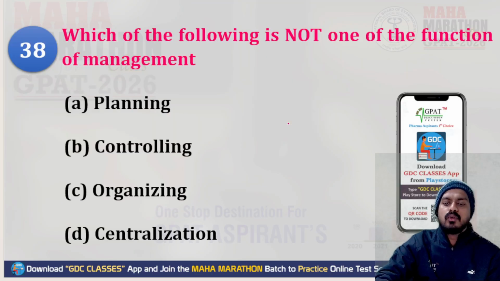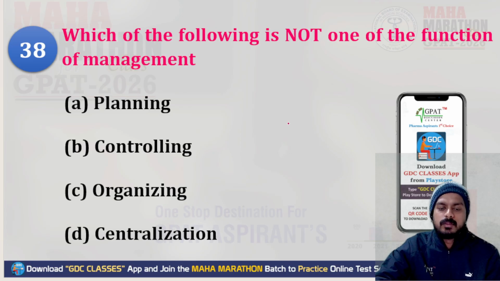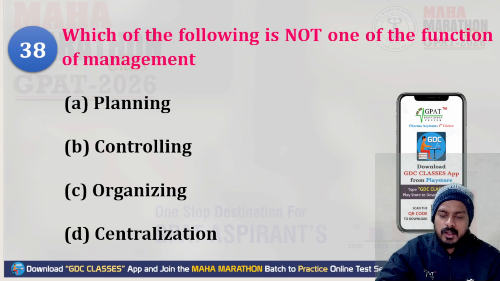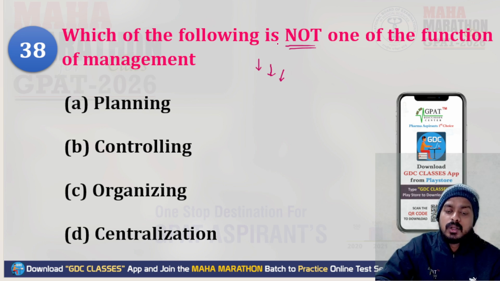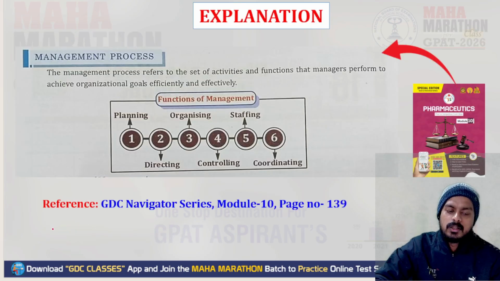Next question. Which of the following is not one of the functions of management? Planning, controlling, organizing, or centralization. Planning, yes, you need to plan. Controlling, yes, you need to control that particular product. Organizing, obviously you need to organize the product when you enter the market. But centralization is not a part of your management function.